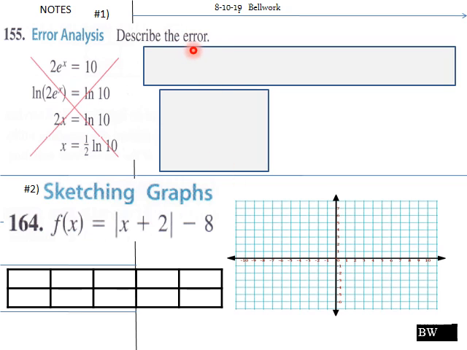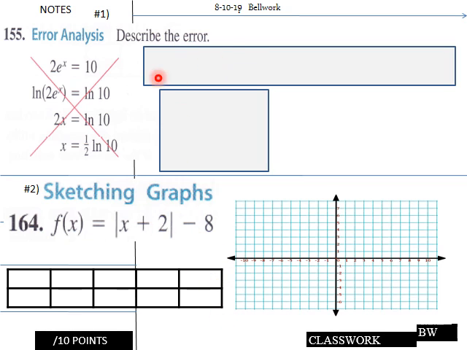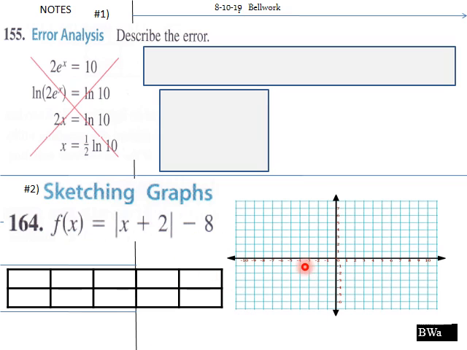Here's our bell work today. Teachers, our bell work: describe the error over here, and then sketch this graph here. Students, they have to describe this and graph that. Give them 6 minutes, teachers. Okay, welcome back for your solutions for today's bell work.